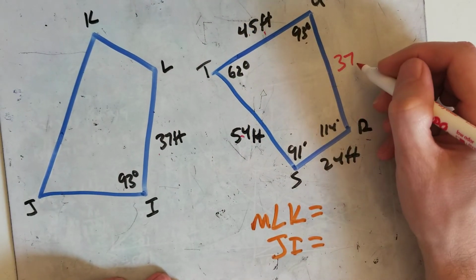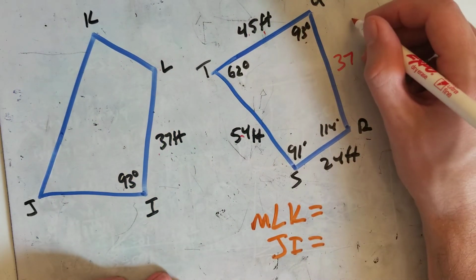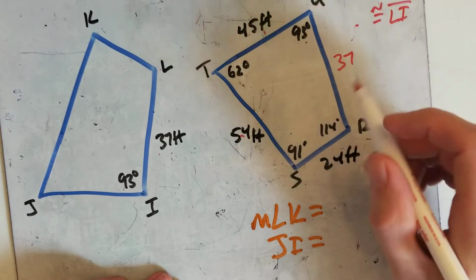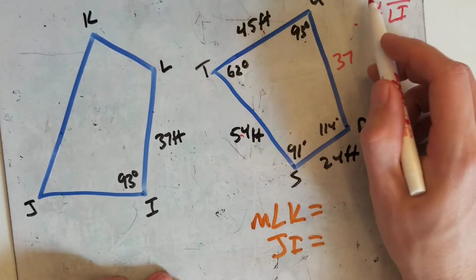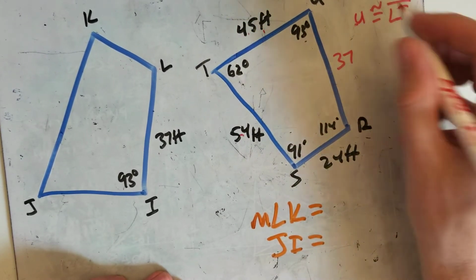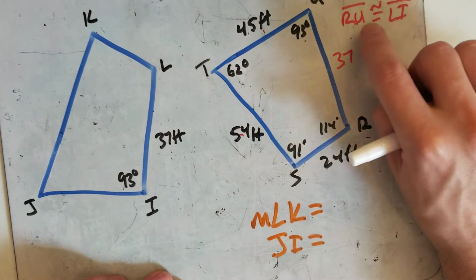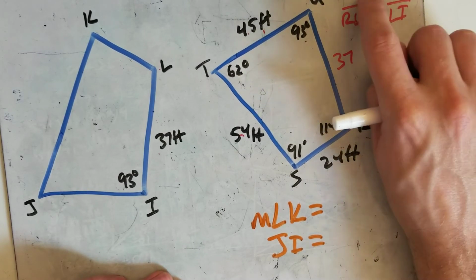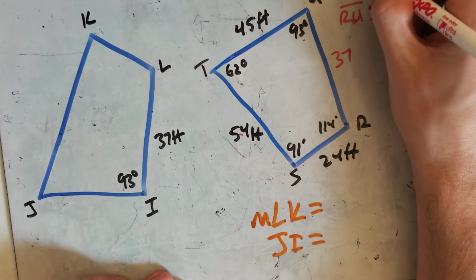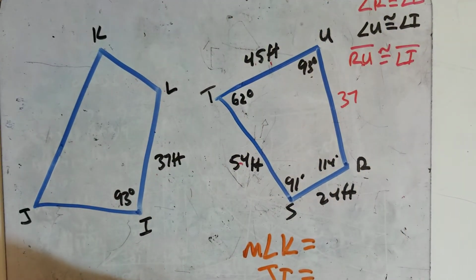So this would have to be 37, which means LI, actually we'll put it over here, LI is going to be congruent to UR. But keep in mind the U corresponds with the I, so wherever you see the I, I'm going to put the U, so the U will go second, so it's going to be RU, which means if you have RU going with LI, and you know U goes with I, that means the R is going to go with the L. So angle R is going to be congruent to angle L. Kind of tricky to pull the information out.